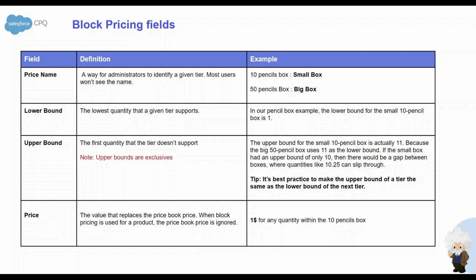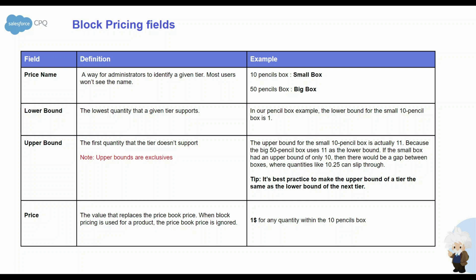Then we have the lower bound, which is the lowest quantity that a given tier supports. In our pencil box example, the lower bound for the small 10 pencil box is 1. Next, we have the upper bound, which is the first quantity that the tier doesn't support. If you have been following along, the upper bound in block pricing behaves similarly to the upper bound in consumption rates, meaning that the upper bounds are exclusive.